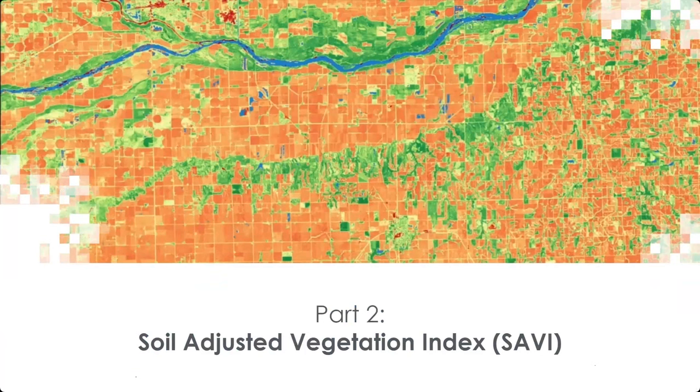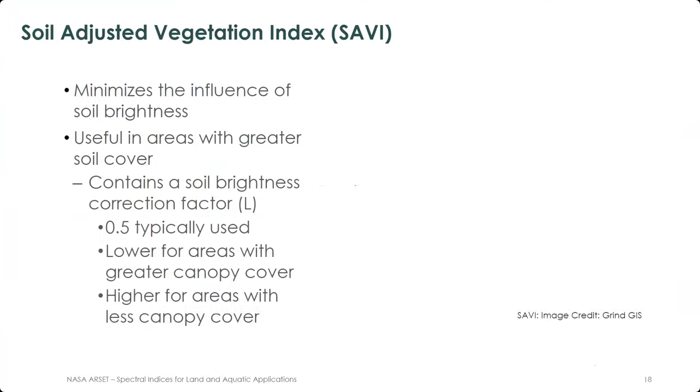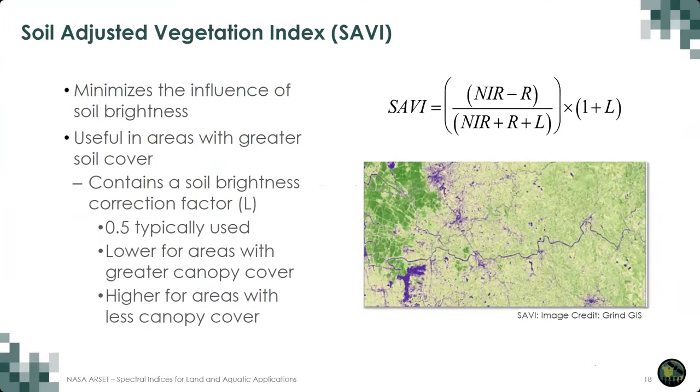Next, we have the Soil Adjusted Vegetation Index, also known as SAVI. The Soil Adjusted Vegetation Index, or SAVI, minimizes the influence of bare or nearly bare ground when trying to assess vegetation. This index could be used in semi-arid and arid regions like the southwestern United States, for example, or any place there is greater bare ground or soil cover in relation to the vegetation.